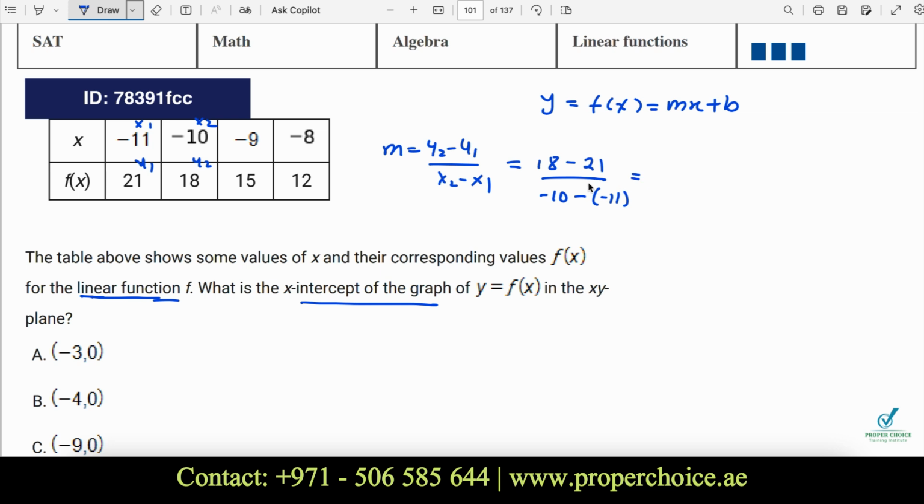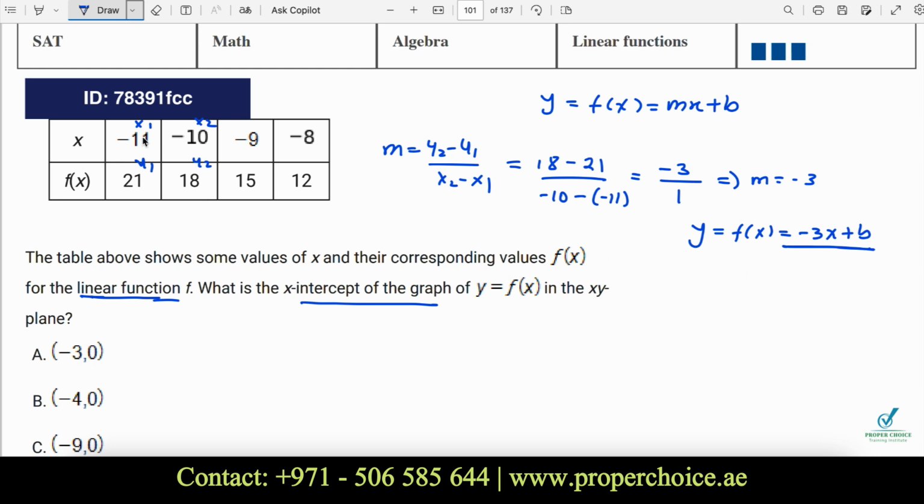Type it carefully. So 18 minus 21 gives me minus 3, divided by minus 10 minus of minus 11, which is gonna be plus 11. Minus 10 plus 11 is gonna be 1. So I got a slope of negative 3. So in that case, y or f(x) equals minus 3x plus b. By using any pair of coordinates, again find out the value of b here.